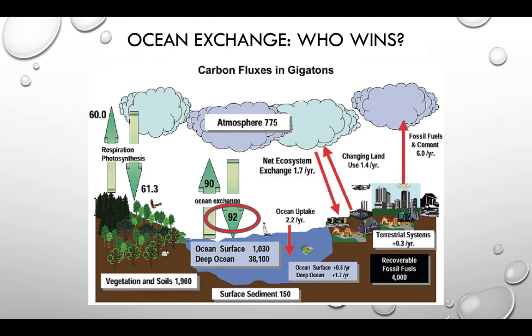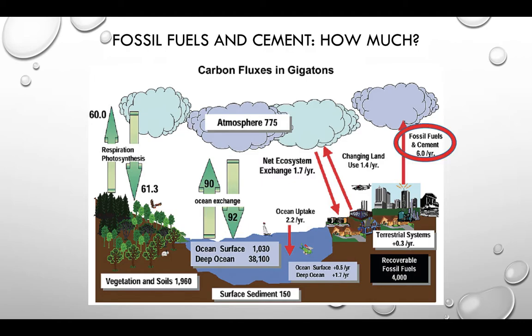So why? What's happening? If we look over here at fossil fuels and cement, we see 6 gigatons per year, which when compared to the rest of these numbers seems like a pretty small number. But that's unbalanced. Notice how there's no other arrow that goes with it, unless you count this ocean uptake one. But even then, that's still 4-ish gigatons a year. That's not in balance. And this is coming from this recoverable fossil fuel storage spot.